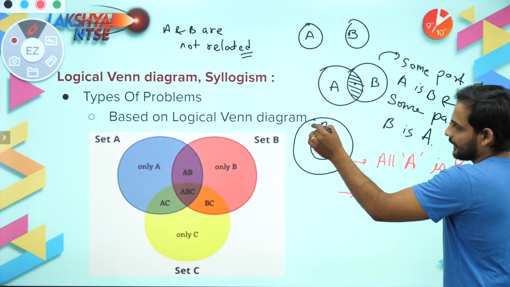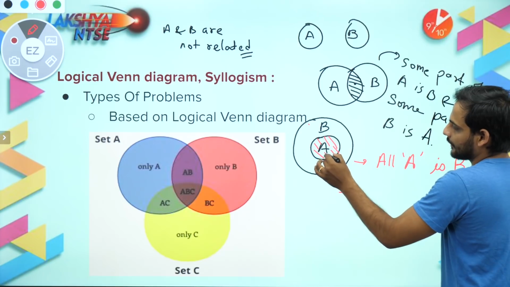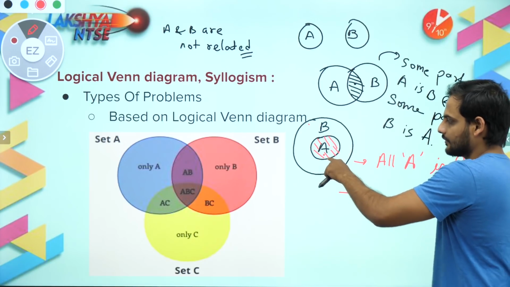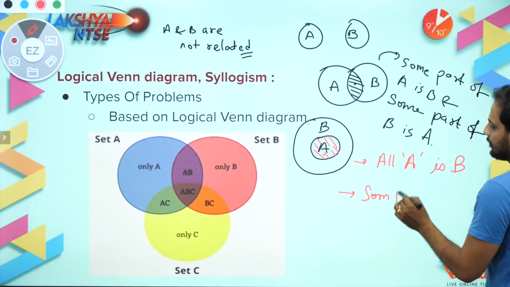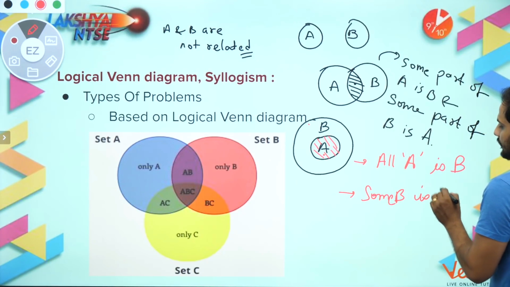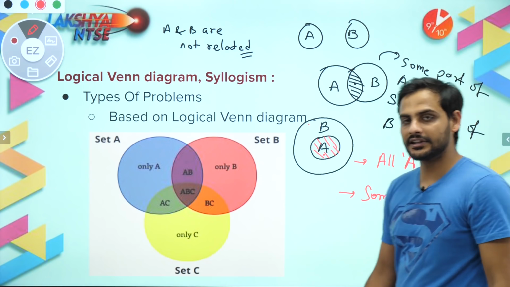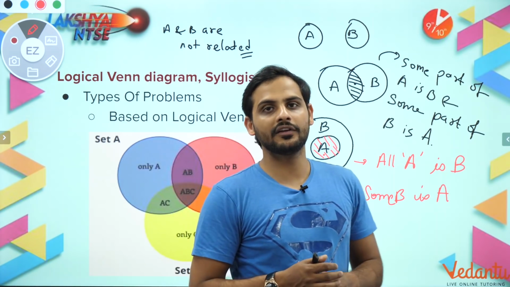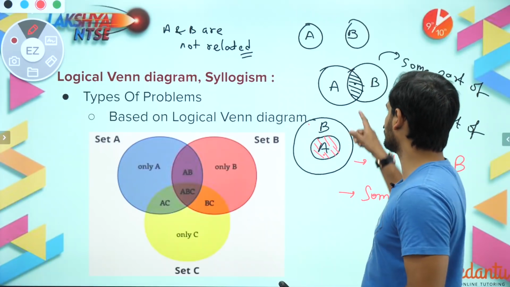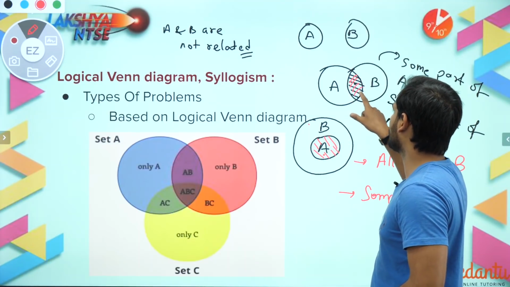Next point, I can say this whole is B. This point if I take here, is it A? No. But this point if I take here, is it A? Yes. Is it B? Yes. So some B is A. It is actually nothing but we just look at the overlapping of the areas. That overlapping of the areas will give us the common relations. Here some part of A is B, some part of B is A.